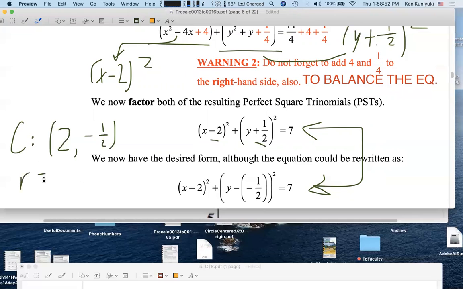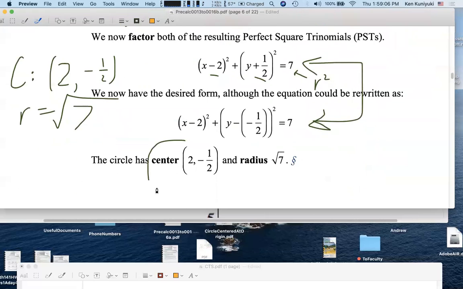What's the radius? Is the radius 7? No, 7 is r squared. So what's r itself? r is the positive square root of 7. The center is at 2, -1/2. You need sign flips from the equation. The radius is the square root of 7, not just 7. It's 2 point blah, blah, blah. Irrational. That's okay. Meters, if you wish.